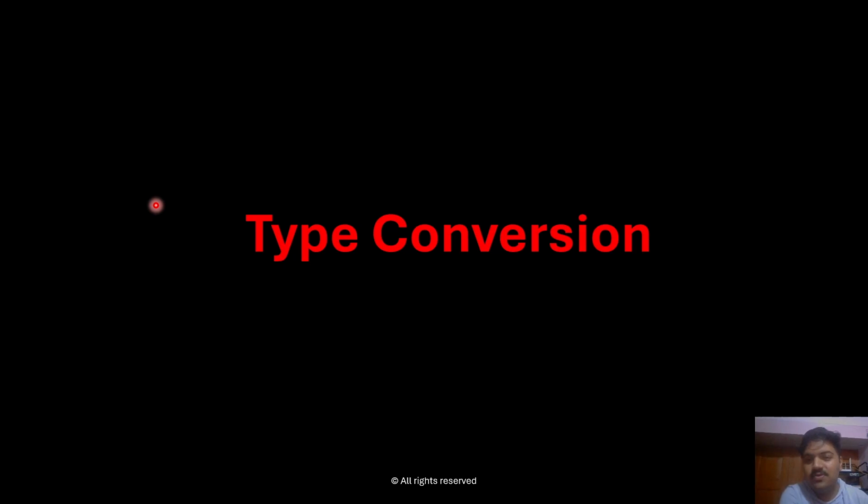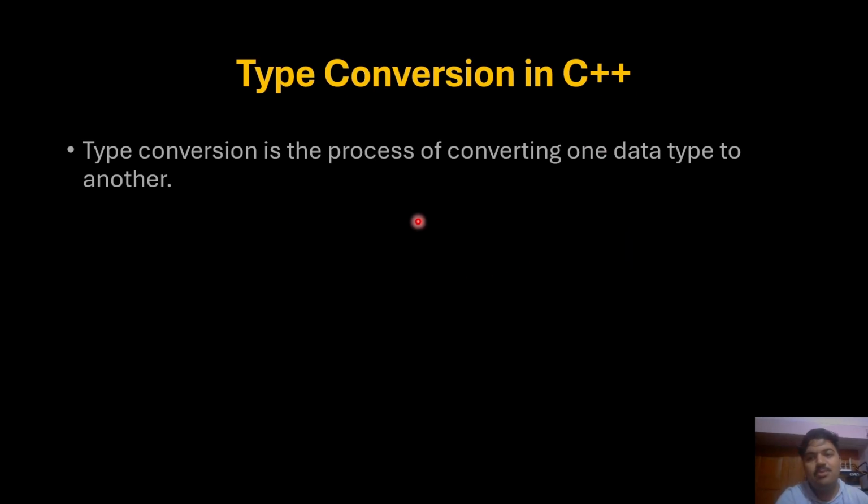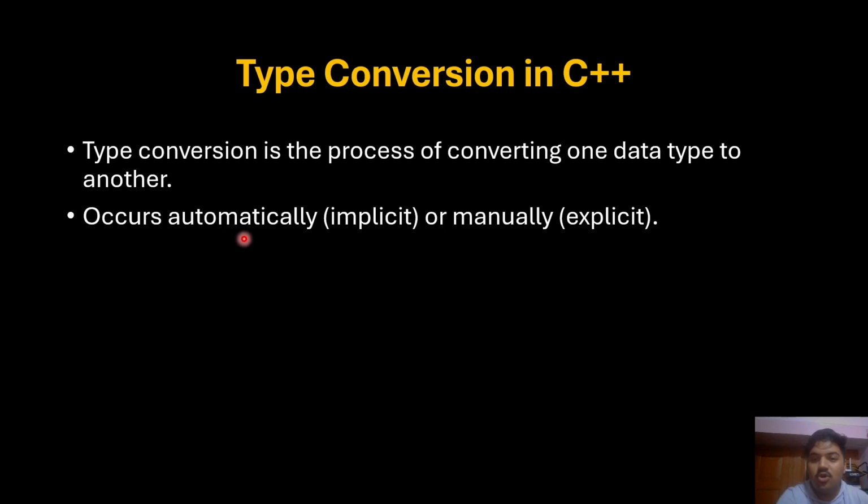In this lecture, we will be studying about type conversion in C++. So let's get started. Type conversion in C++. Type conversion is the process of converting one data type to another. So in C++, we are allowed to convert one data type like integer to float or like that. It occurs automatically, implicit, or manually, explicit.